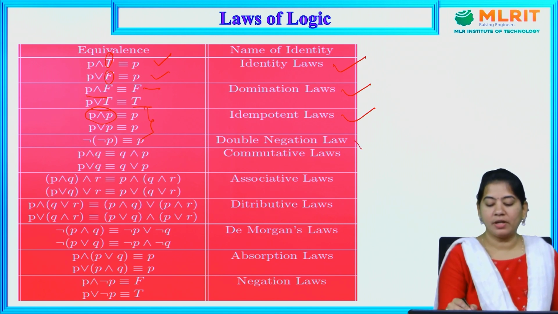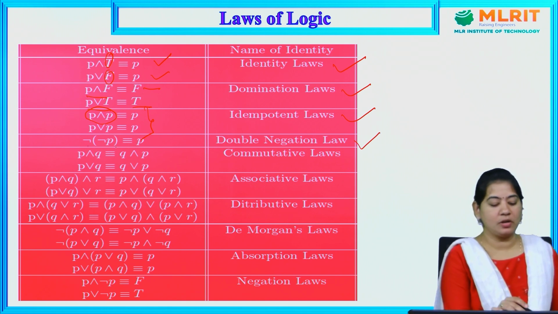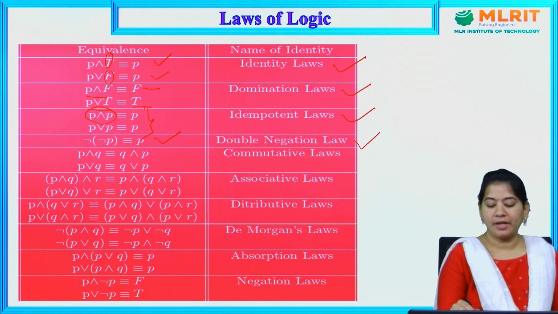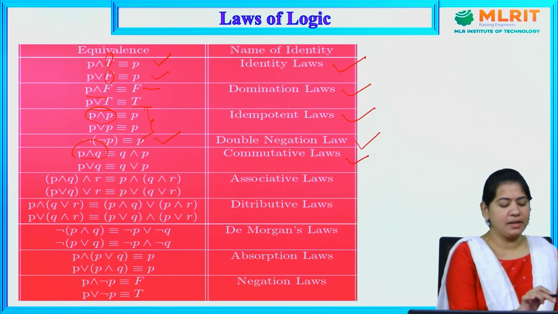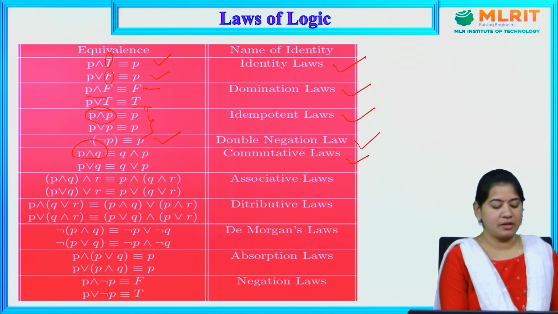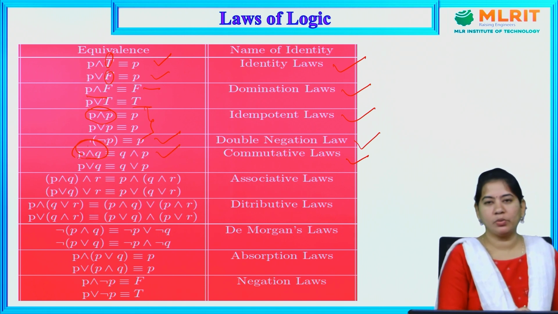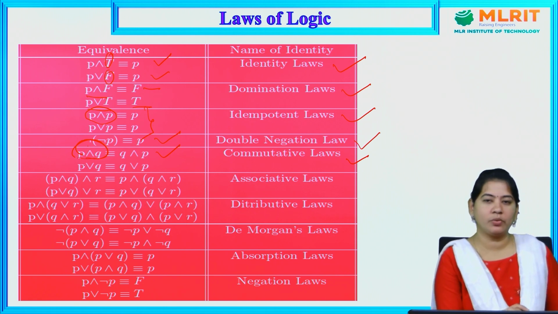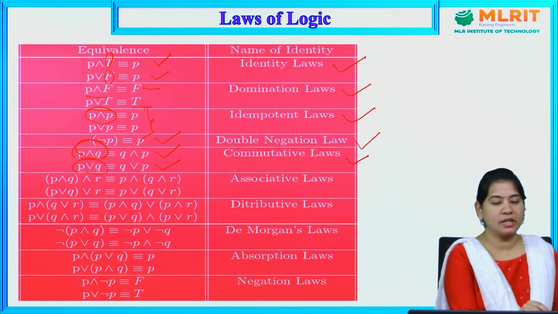Next we have double negation. Negation of negation P is always equivalent to the original statement P. Next we have the commutative law. Applying and between P and Q, P and Q is always equivalent to Q and P. In the previous session on the truth table method, we saw P and Q and Q and P, or P or Q and Q or P. They are always the same, that's why we consider both as equal.